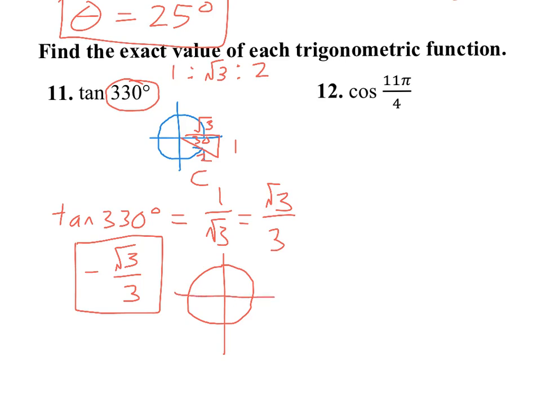330 degrees is this point on the unit circle. What are the coordinates there? So notice the x distance is a lot longer, so that would be rad 3 over 2. The y length is shorter. That's 1/2. But in quadrant 4, the y is negative.